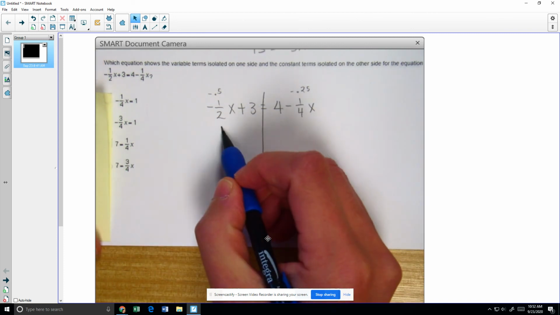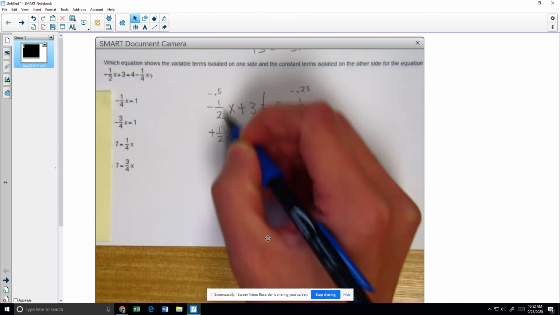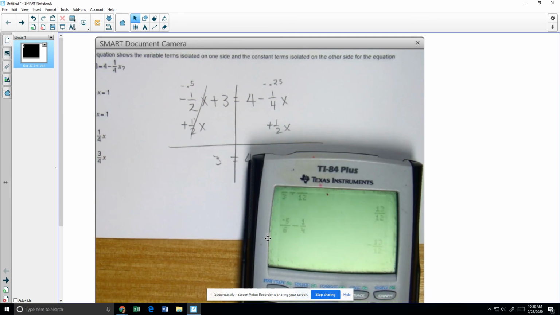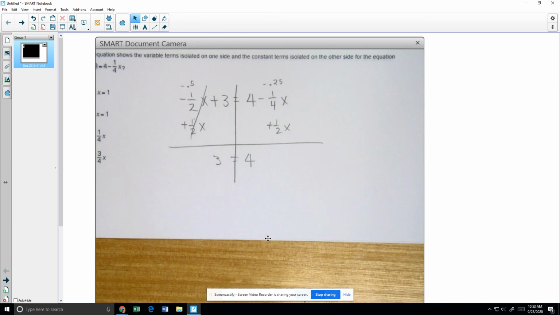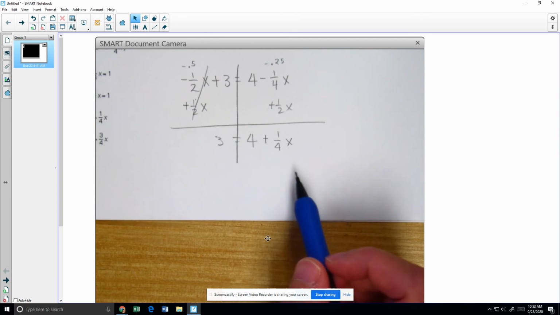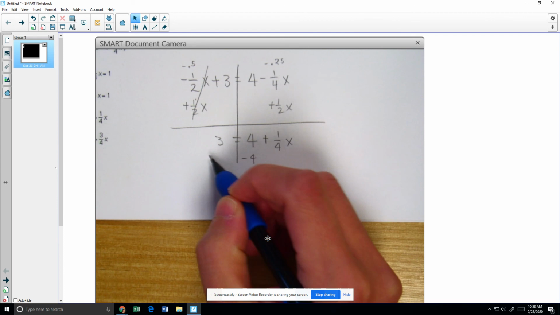So this is the smaller one. So let me add 1/2 x to both sides. So I have -1/4 plus 1/2. That gives me 1/4. So that plus 1/4 x. Do you see how, because it ended up being a positive 1/4, I write plus 1/4. If it was a negative 1/4, I write minus 1/4. Okay, I'm going to minus 4 on both sides.